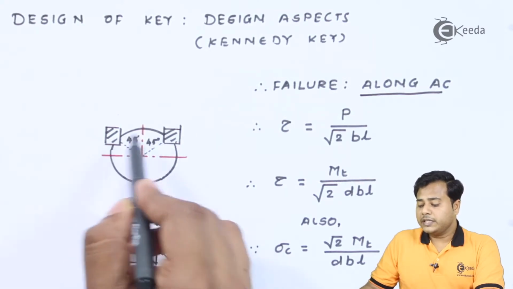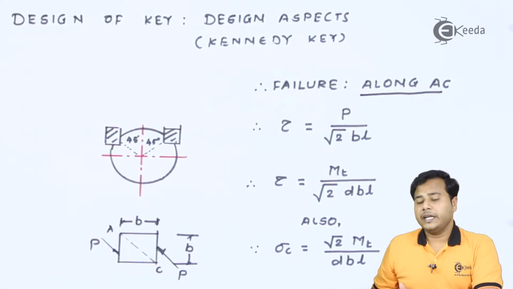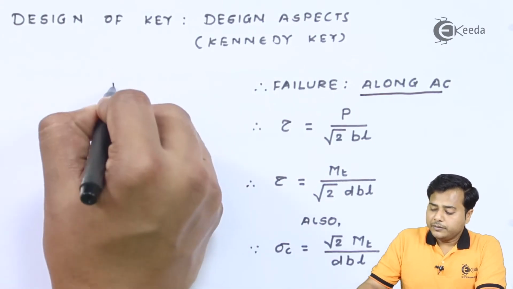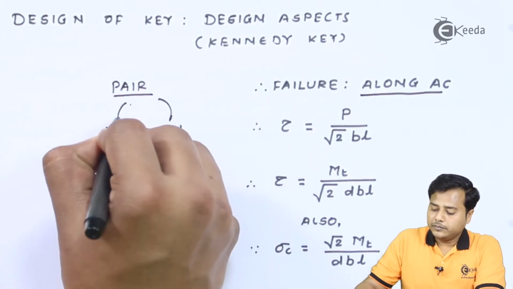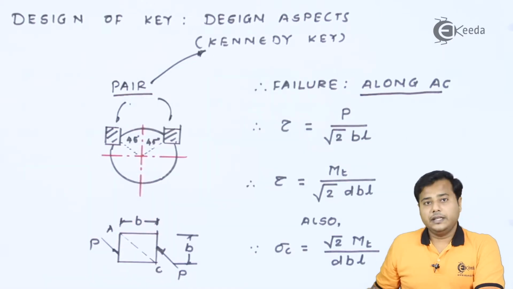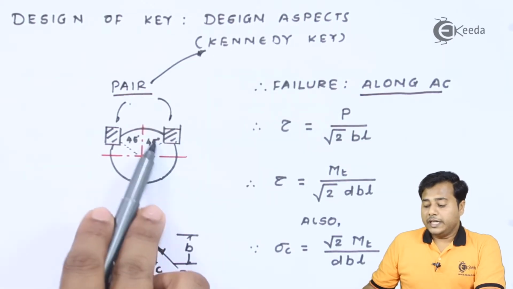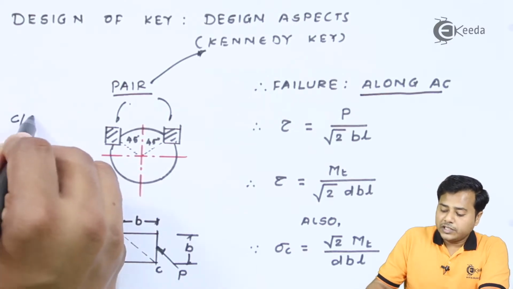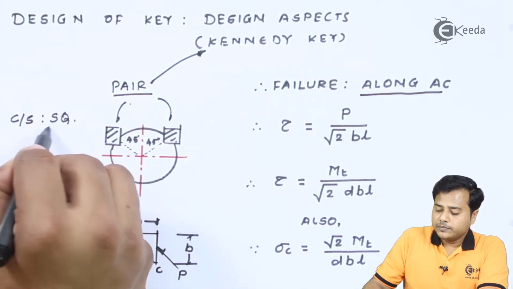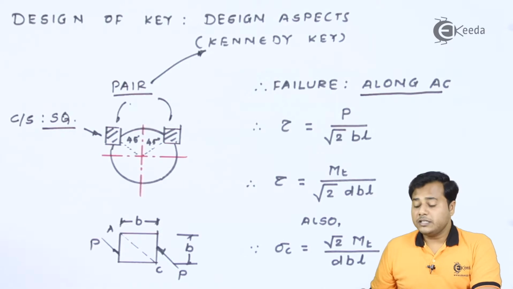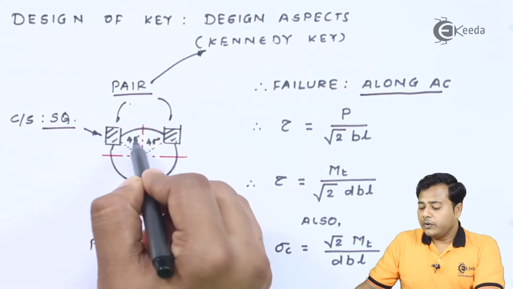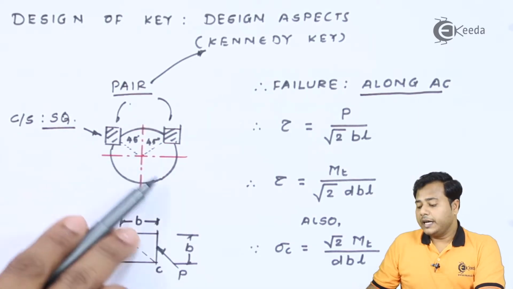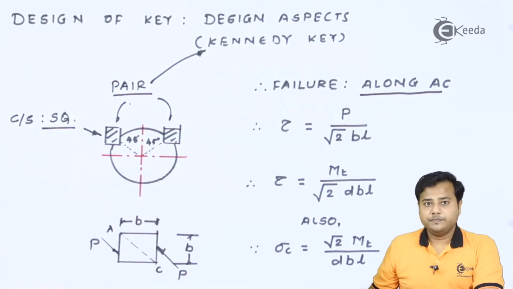There are two keys kept in pair and that's why they are called Kennedy keys. So this particular pair is nothing but your Kennedy key. They are equal in size, that means their cross section is the same. The cross section is generally square, and they are placed in such a manner that their diagonals will fall at an angle of 45 degrees with the diameter in both ways.